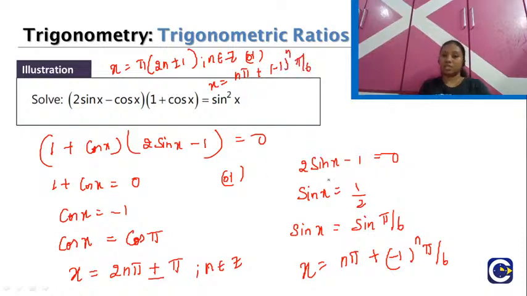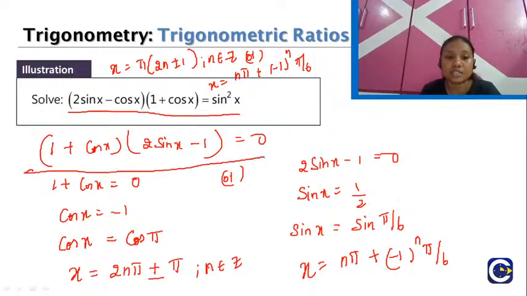or x is equal to n pi plus (minus 1) to the power n, pi by 6. Right. So what we have done, from this given typical equation, we have used our factorization and reduced and rewritten our equation in this form.